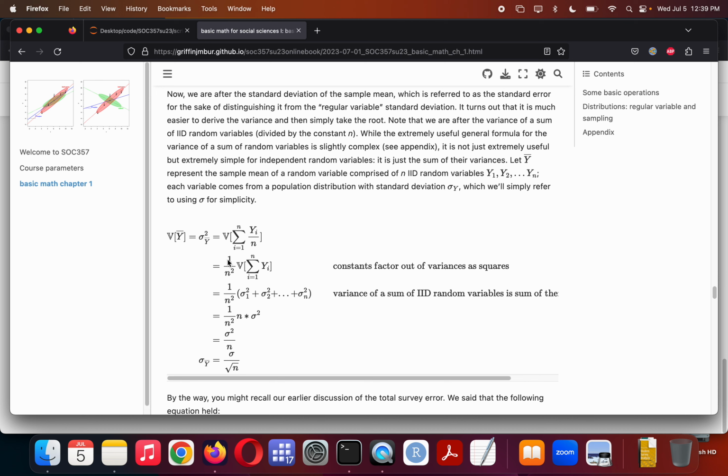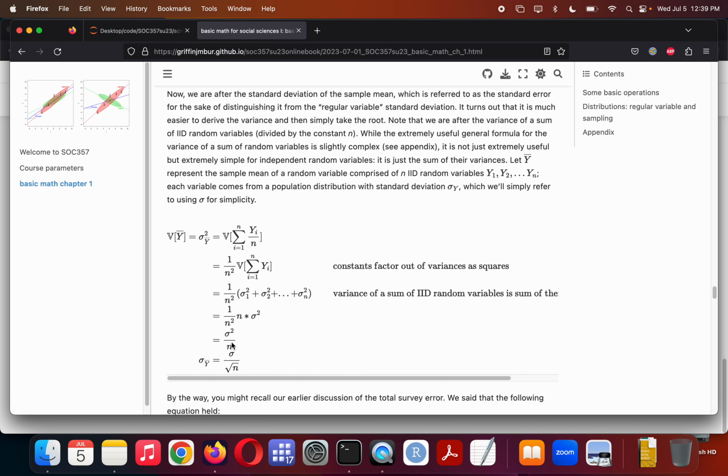So we pull out the n, becomes 1 over n squared, and then we've got the variance of the sum of all these yi's. Now, the variance of a sum of independent, identically distributed random variables is just the sum of the variances. So we have here sigma 1 squared plus sigma 2 squared up through sigma n squared, and that ends up just being n times the variance. So we have n times the variance over n squared, and these cancel, and we have the variance over n, which is the variance of the sampling distribution.